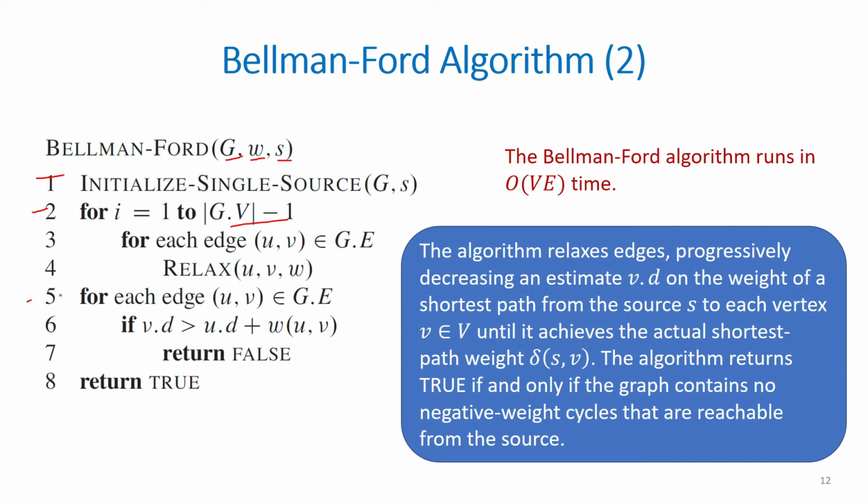Then, on line 5, the for loop checks to see whether there exists any edge that can be further relaxed or not. If yes, it then returns false, indicating that it could not find an SSSP solution for the graph due to the existence of a negative weight cycle. If no, then it returns true. The running time of Bellman-Ford algorithm is dominated by the nested for loops on lines 2 and 3, thus taking O(VE) amount of time to execute.